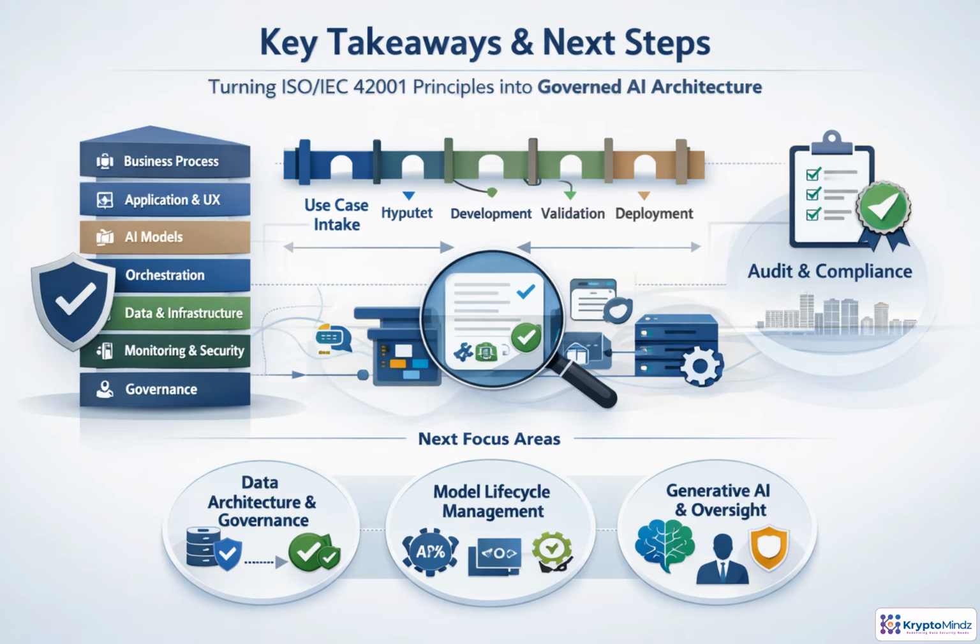The main takeaway is that governed AI is not a single control or document. It is an architecture: layered services, lifecycle gates, and evidence flows working together. When these patterns are built in from intake through retirement, organizations gain auditability, accountability, and certification readiness. Next, we deepen the foundation with AI data governance, model lifecycle, Gen AI controls, and oversight.